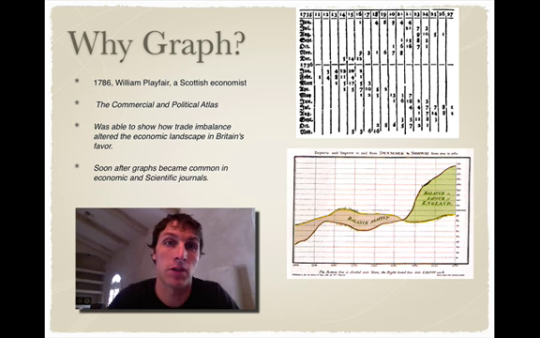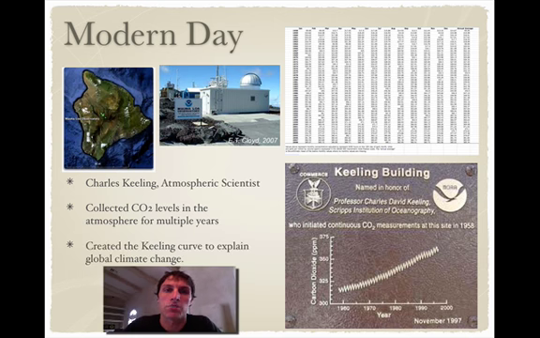So here's a modern day example of this, and this is a very famous graph by a famous scientist called Charles Keeling, who's an atmospheric scientist. And what Dr. Keeling was able to do is he collected information about the amount of carbon dioxide in the air each month. And what he found is the amount of carbon dioxide in the atmosphere oscillates summer to winter. So when it's summer in the northern hemisphere, the plants are soaking up more carbon dioxide. So atmospheric carbon dioxide goes down. And during the winter, when the plants are dormant, that atmospheric carbon dioxide increases.